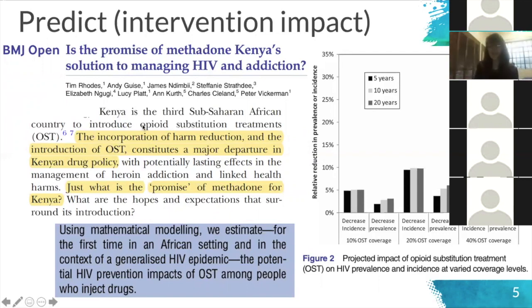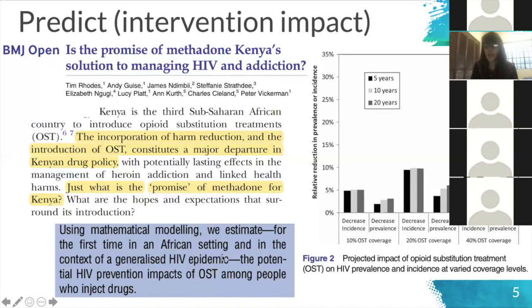So as you can see here, Kenya is the third sub-Saharan African country to introduce opioid substitution treatments. And the incorporation of harm reduction and the introduction of opioid substitution therapy constitutes a major departure in Kenyan drug policy, which used to be more conservative. And this could have a huge impact in terms of treating drug use disorders in this country and other sub-Saharan African countries.